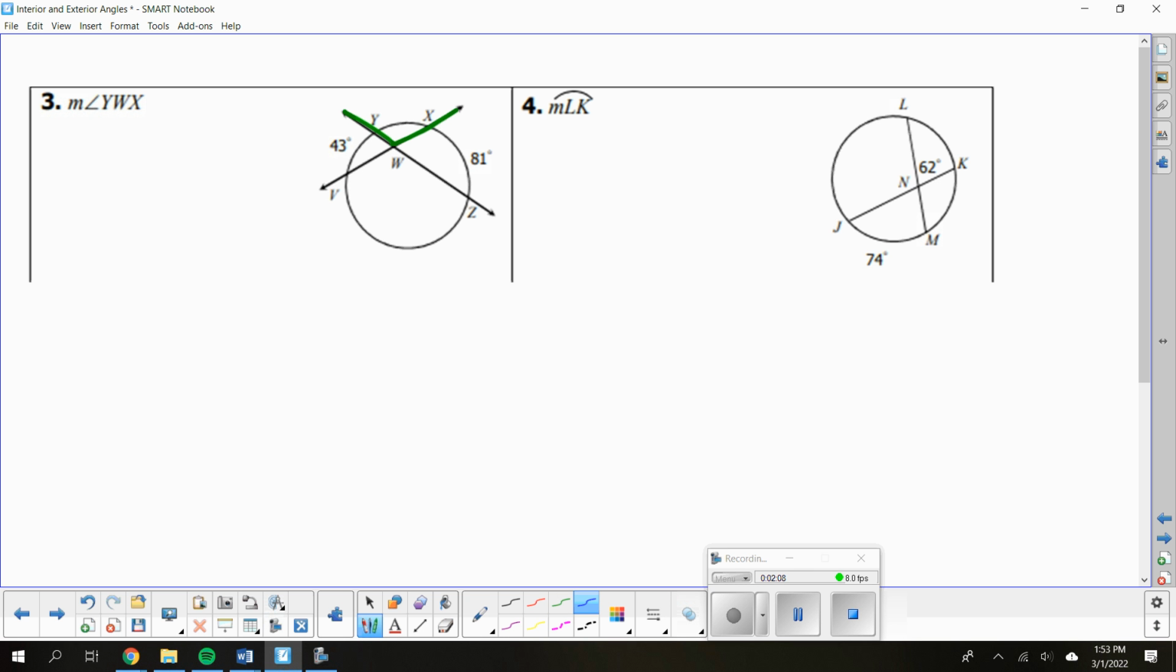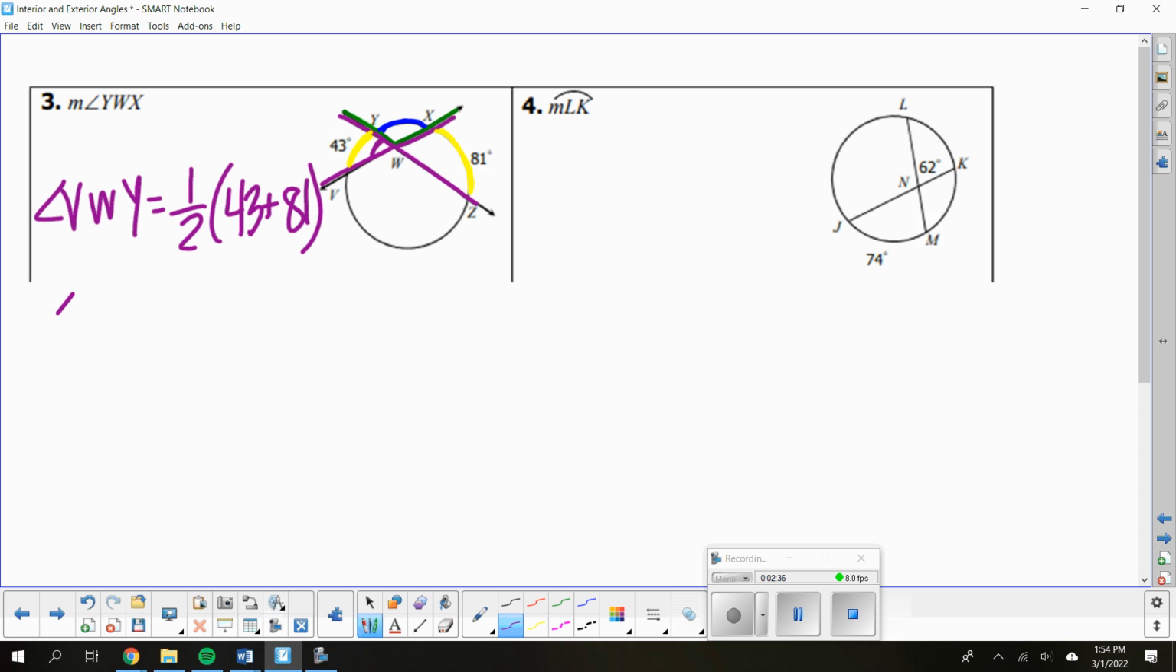If I look at number 3, I want to find angle YWX. If I look at the arc that's tracking, I don't have anything there, and I also don't have anything on the other side. But what I do notice is that I have this angle here and its counterpart on the other side, and I have both of those arcs being tracked. So I'm going to start by finding this vertical angle, angle PWY. That's going to be half of the two arcs that trap it added together. So that's equal to 62 degrees.